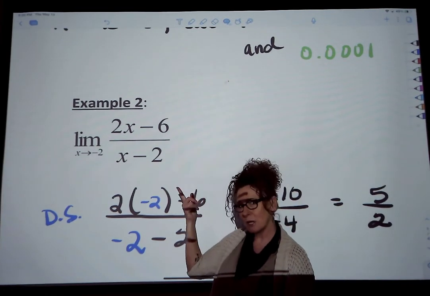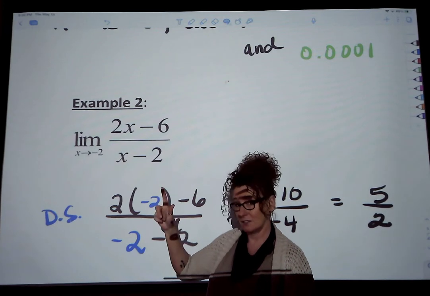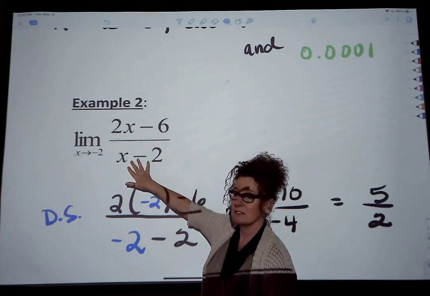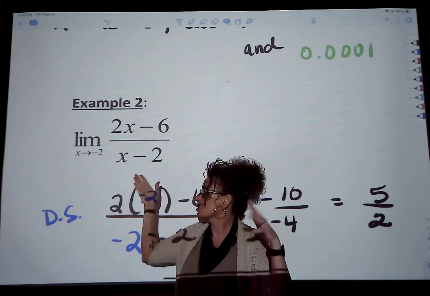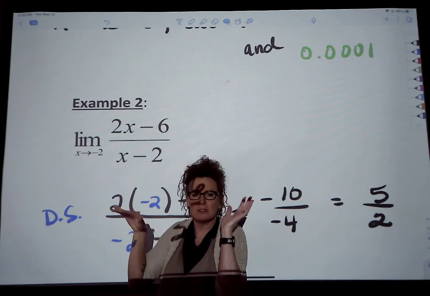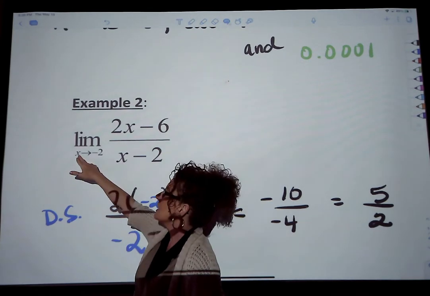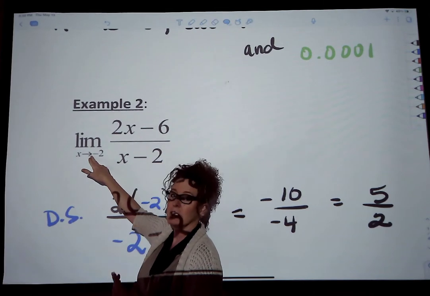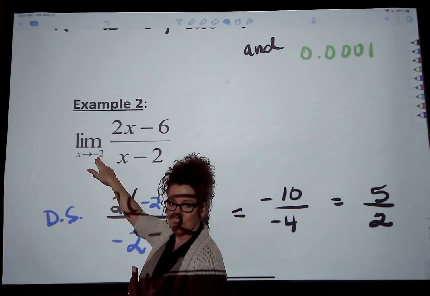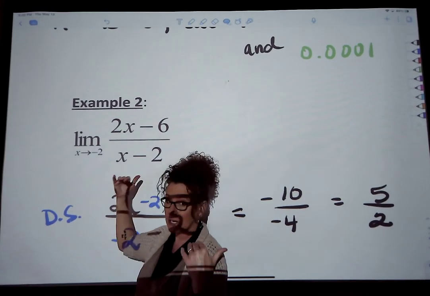Does this function ever blow up? It does. It does blow up when x is positive 2, but you know what? That had nothing to do with the problem I was doing. I wasn't looking at positive 2. I was only looking at x values close to negative 2. So for what I was doing, we never blew up.